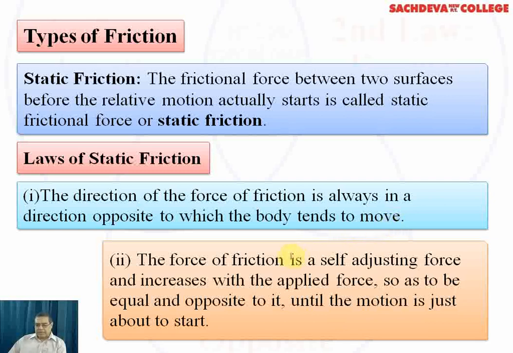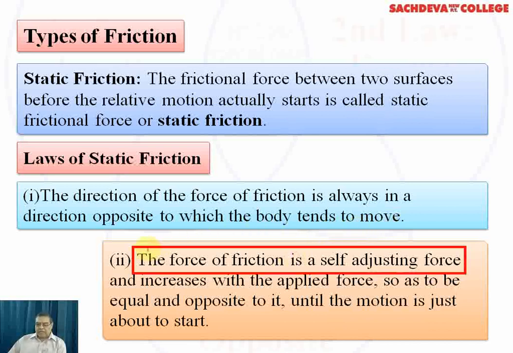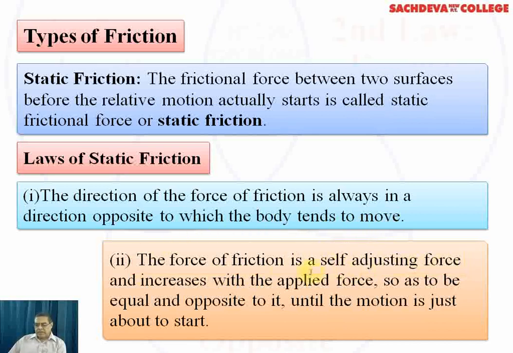The second point for the laws of static friction is that the force of friction is self-adjusting. Now what exactly we mean by the self-adjusting force and how the applied force will work. The force of friction is a self-adjusting force and increases with the applied force. As the applied force is increasing, the force of friction also increases, so as to be equal and opposite to it until the motion is just about to start. So just before starting, we say that it is a self-adjusting force.